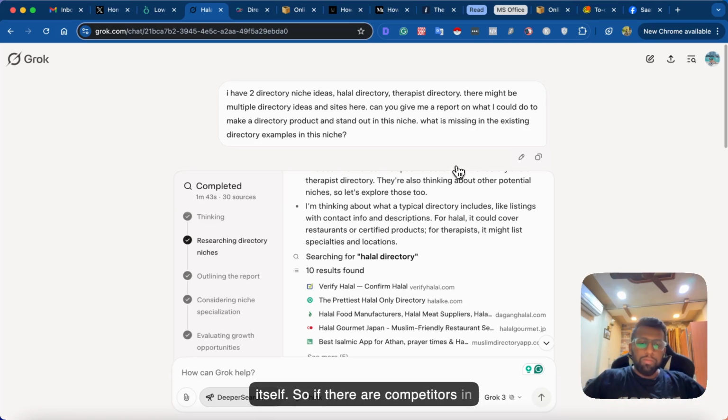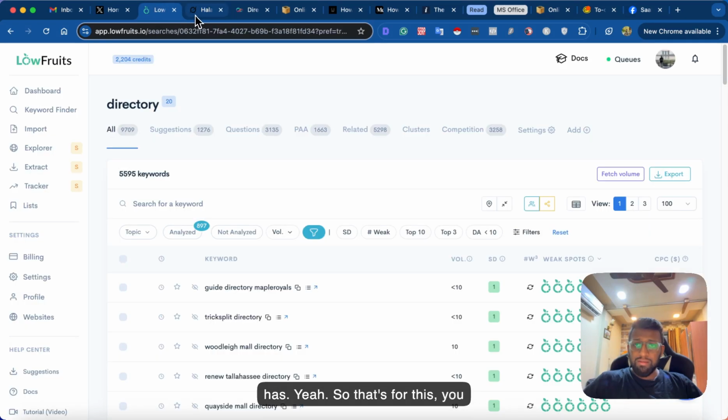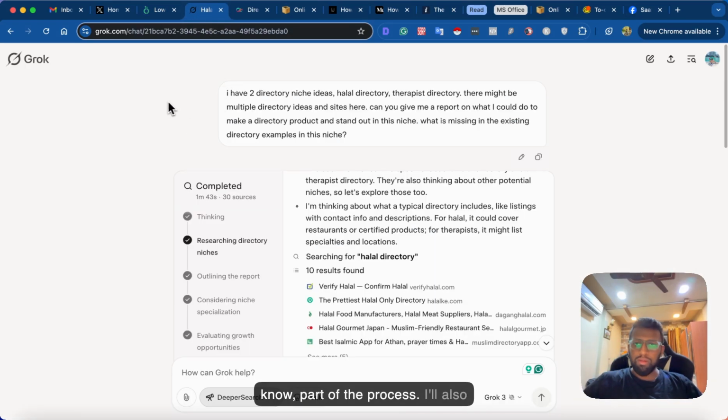So if there are competitors in your niche, it's a good sign, I would say, because there is some demand for directories, right? And you can fill up that space, that void it already has. Yeah. So that's for this part of the process.